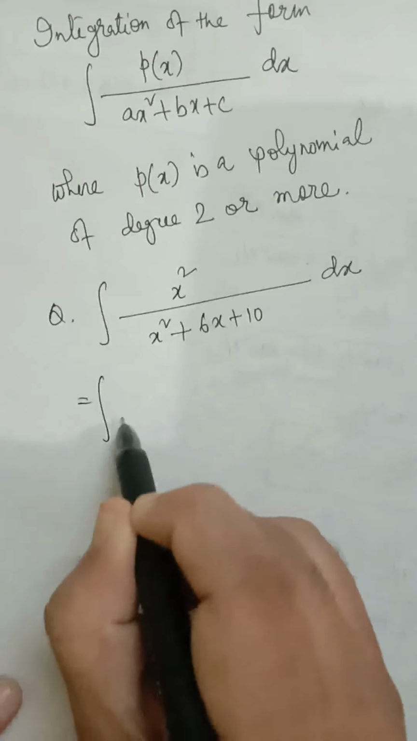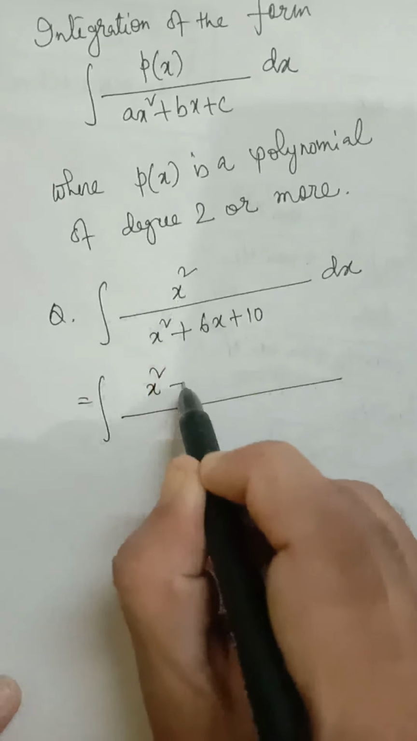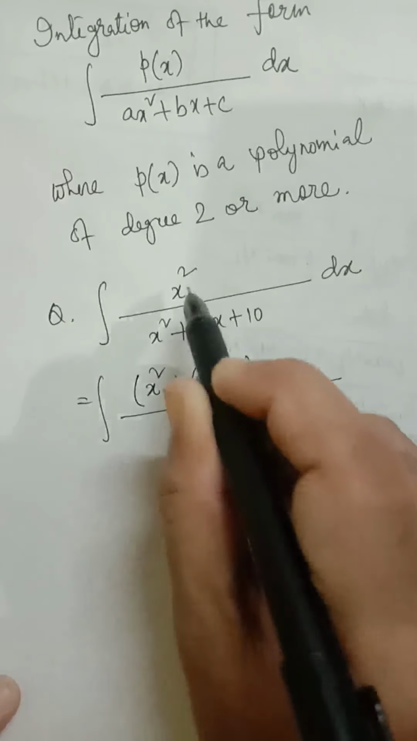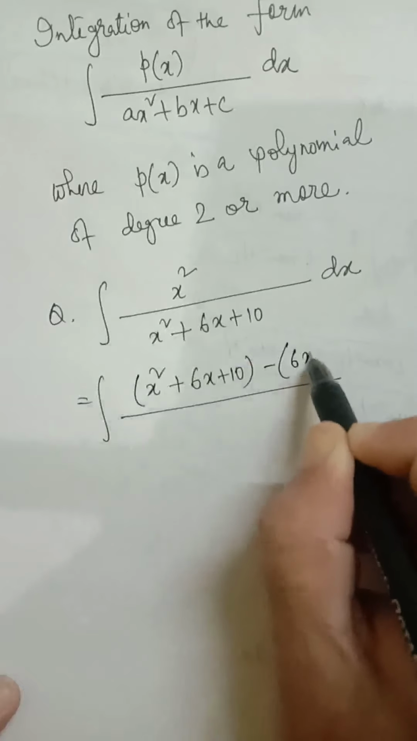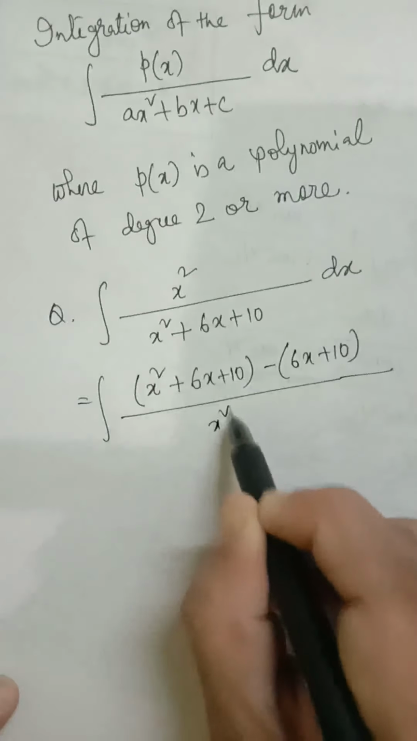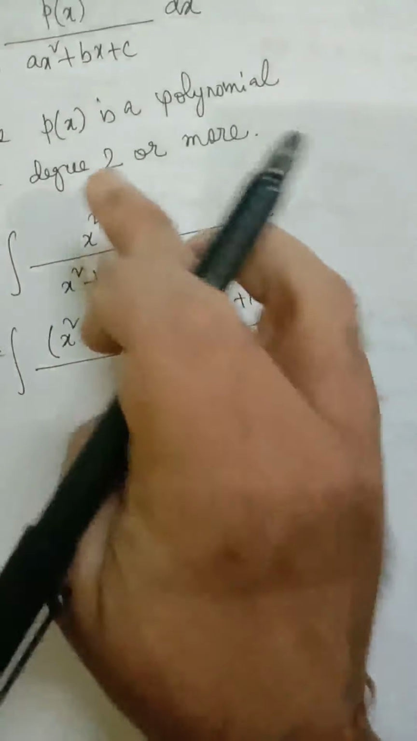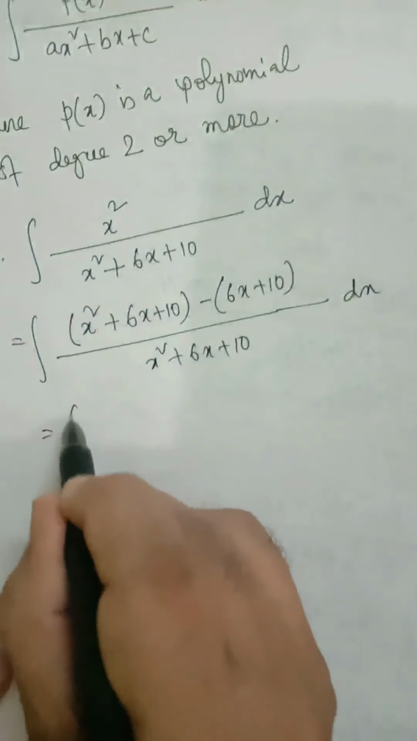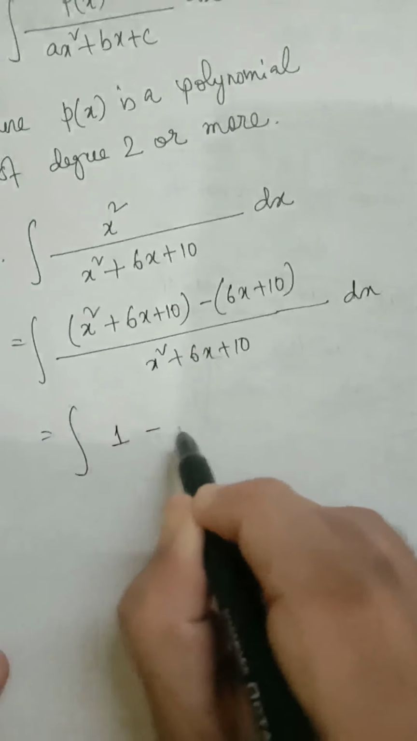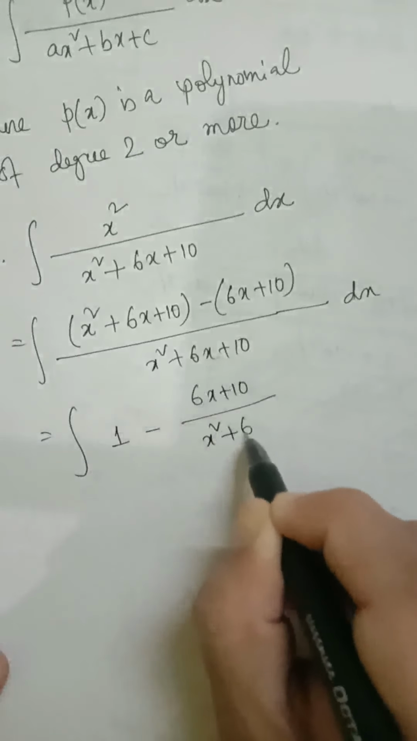Now you can see you can divide in this way also. The numerator is x square, we can write numerator equal to x square plus 6x plus 10, and to adjust we will write minus of 6x plus 10. In that case 6x plus 10, 6x plus 10 will get cancelled. So if we divide numerator by denominator, this by this is 1 minus 6x plus 10 divided by x square plus 6x plus 10.